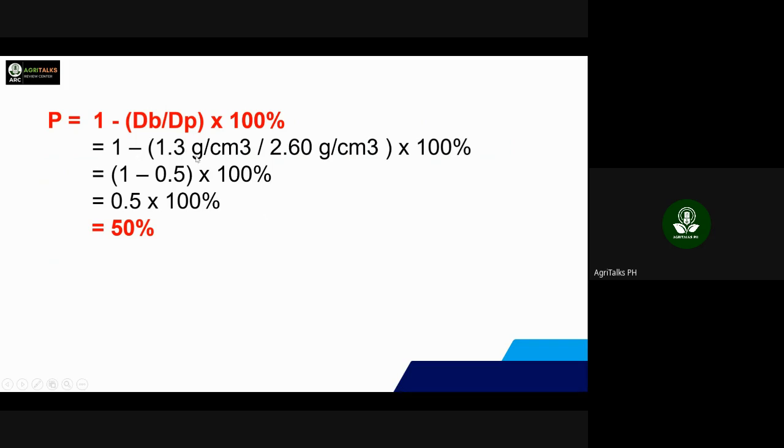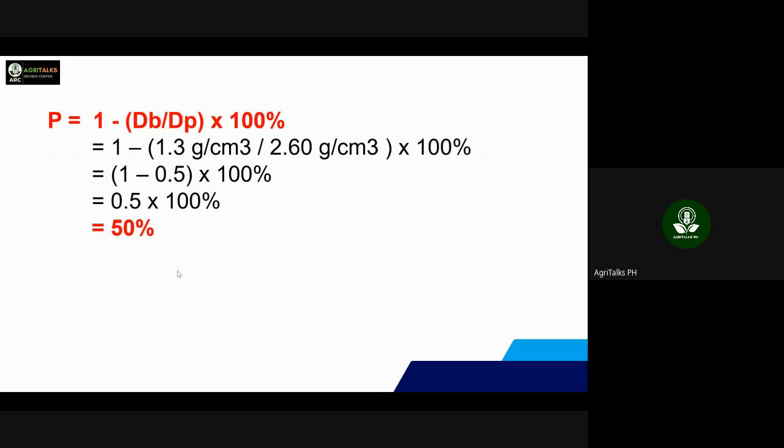So 1.3 grams divided by 2.60 equals 0.5. So 1 minus 0.5 is 0.5 times 100%, you will have 50%. So kalahati po pala ng soils doon is porous, the other is solid, the other 50%.